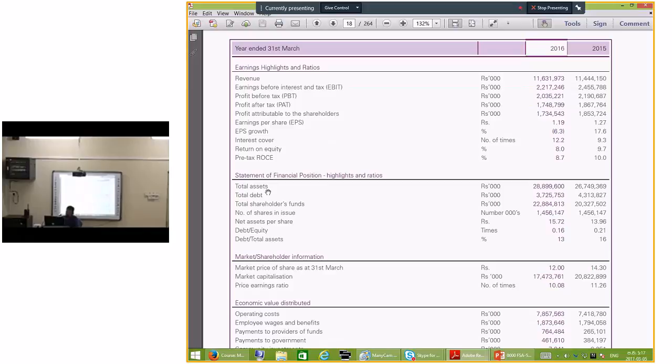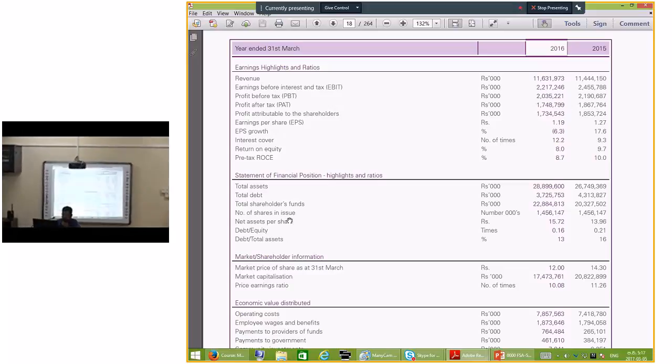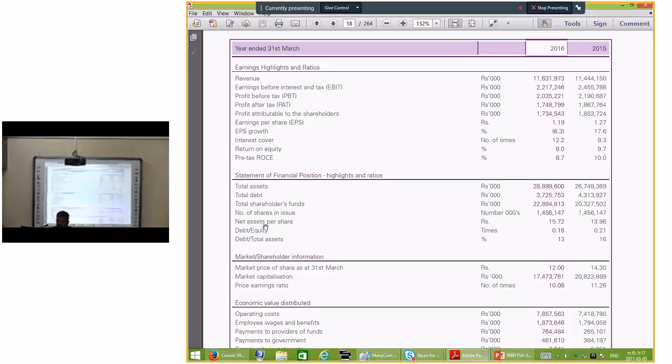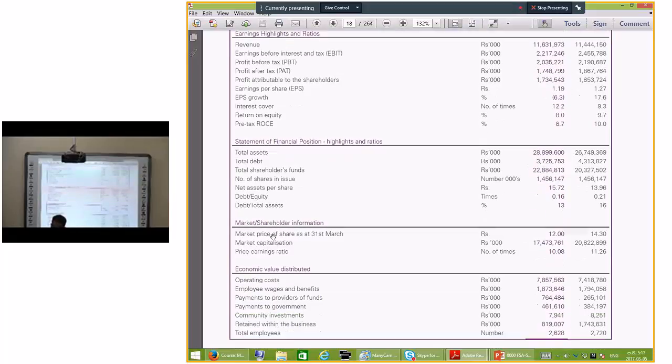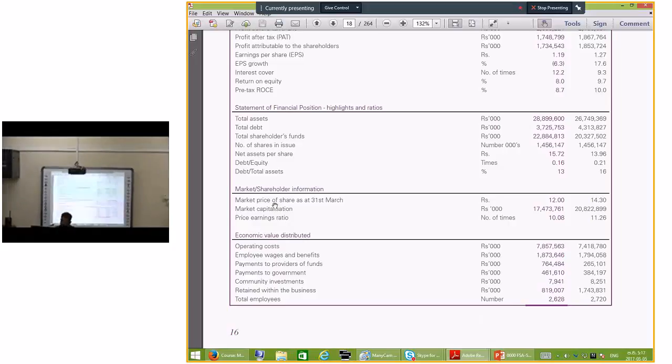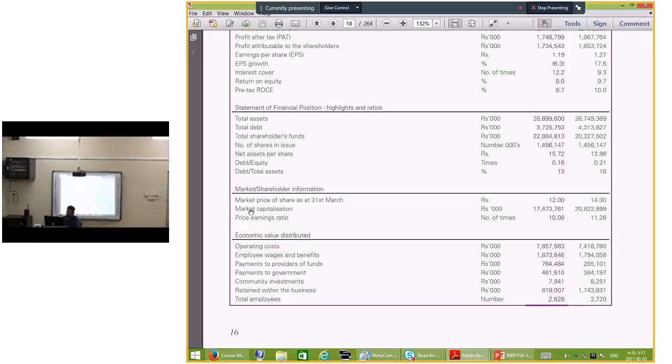There are total assets, total debt, total shareholders' fund, number of shares in issue, net assets per share, debt equity ratio, total debt to total assets, market price per share, market capitalization, price earning ratio, right?